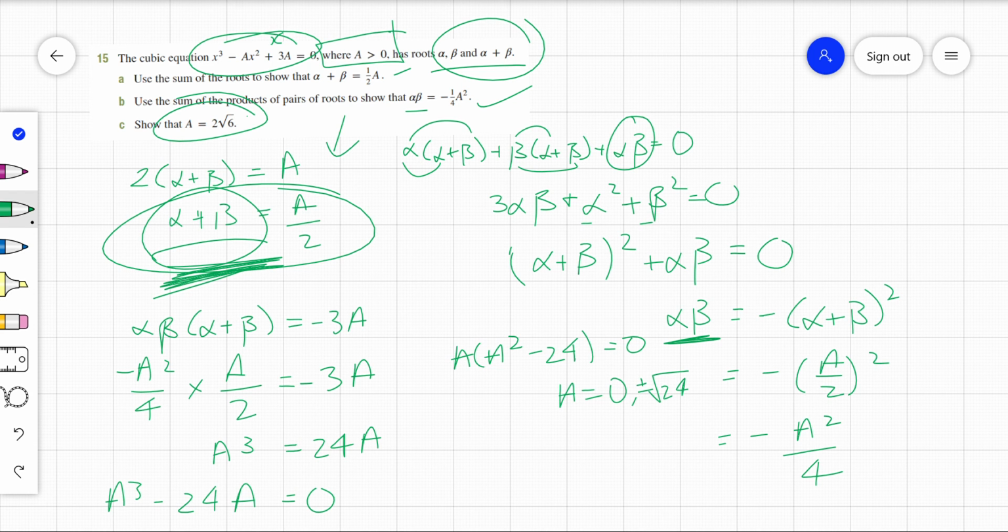But then I look back here and it says a is greater than 0. So the only thing it could be, if it's got to be greater than 0, would be the positive root 24, which is 4 6s are 24, so it's the same as 2 root 6. Okay, hope that helped.